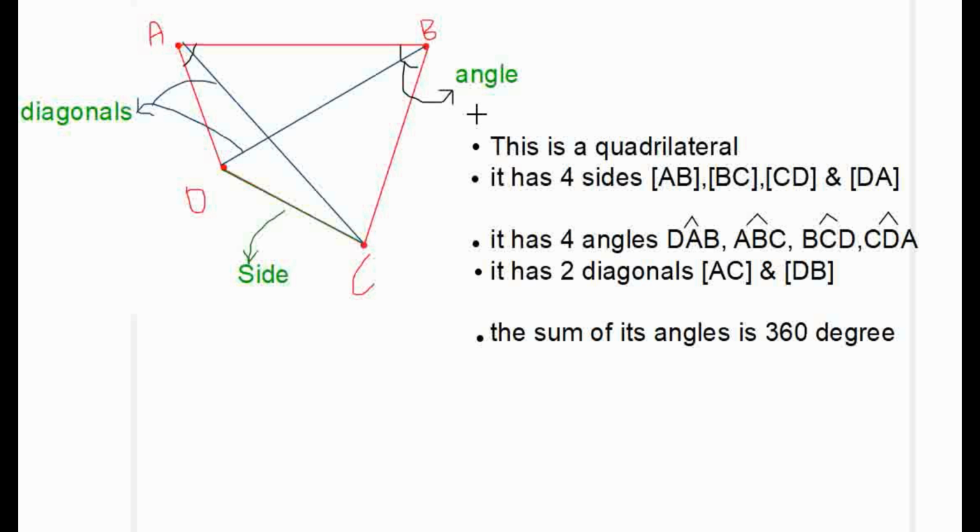So this is a quadrilateral. It has four sides, and we name them. Notice that for the sides we use a segment from A, and a segment here also. So these are the sides. We can say AB or BA, it's the same, of course. And the four angles, we have said DAB. We can say it is BAD, and it's the same angle. We have four angles, two diagonals, and the sum of the angles is 360 in any quadrilateral.